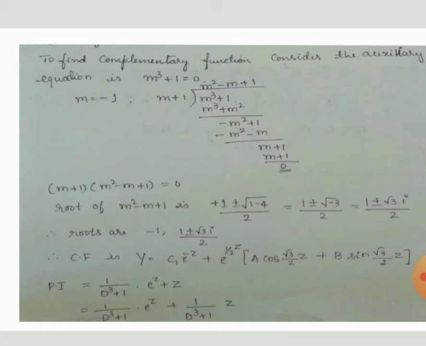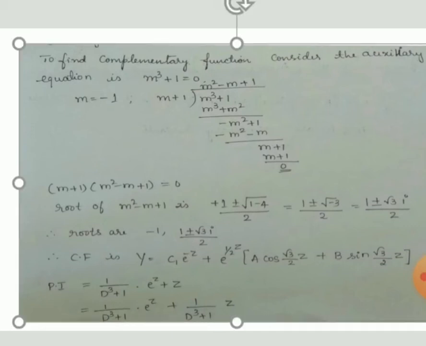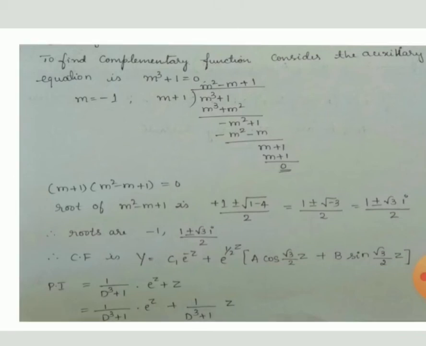Now the roots are distinct, so we can write the complementary function as y = c1 e^z. Look here: instead of x, we have to write in z form, because we transformed x into z. So y = c1 e^(−z) + e^(z/2)(a cos(√3 z/2) + b sin(√3 z/2)), because the second term has complex roots. So that is the complementary function.